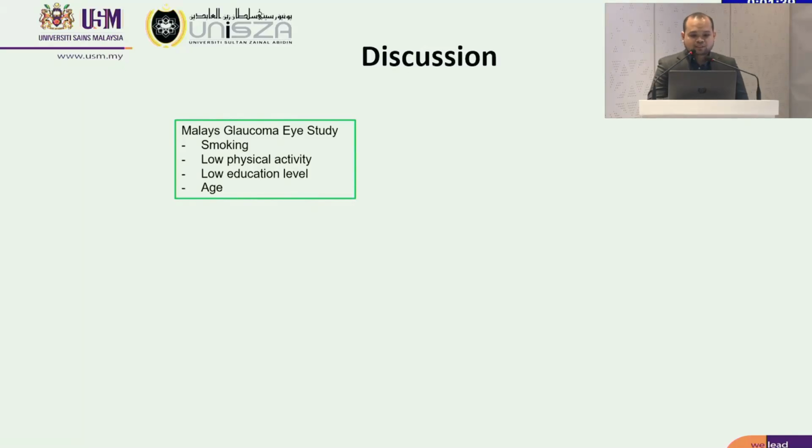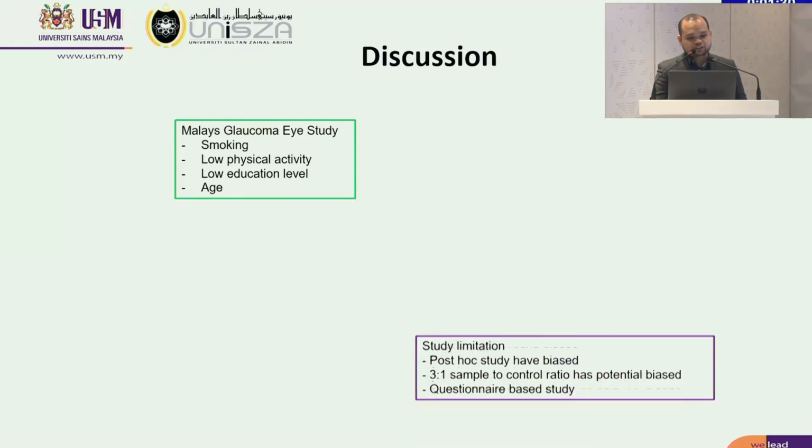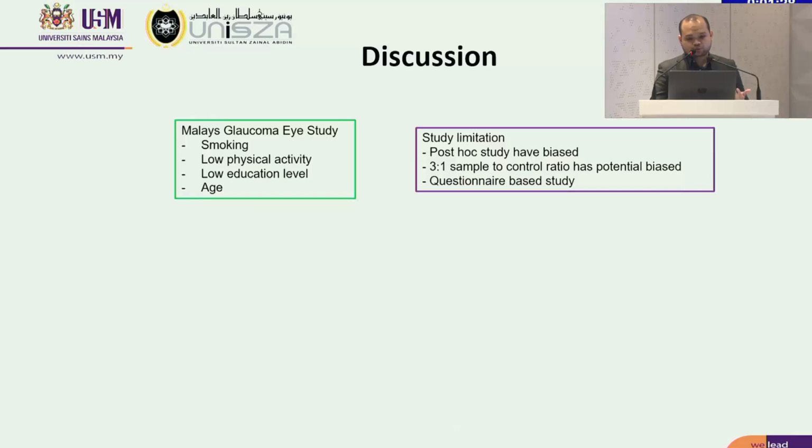So from this study, we can identify these risk factors: smoking, low physical activity, low education level and age. But we were able to identify some limitations, such as this post-hoc study will automatically have some bias. And also the 3-to-1 sample to control ratio will also have potential bias. And this study itself is based on a questionnaire.